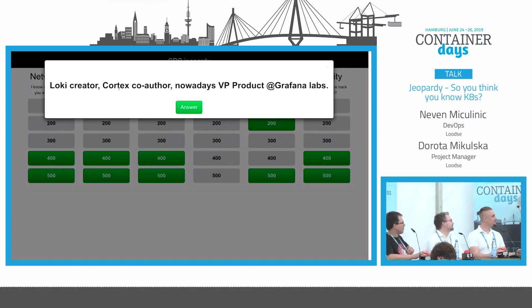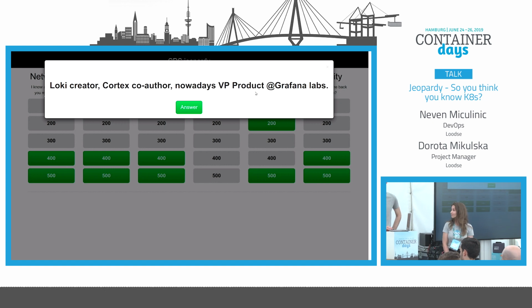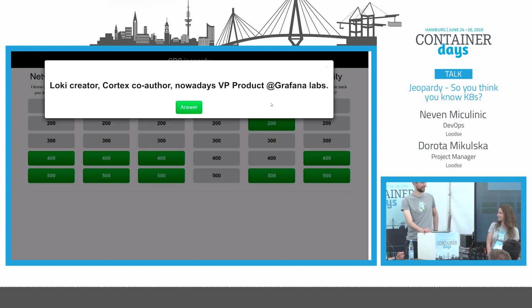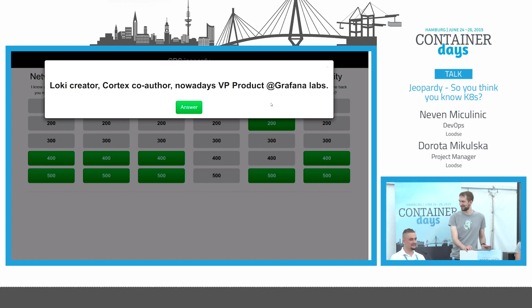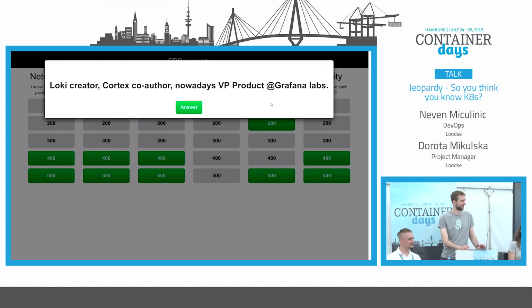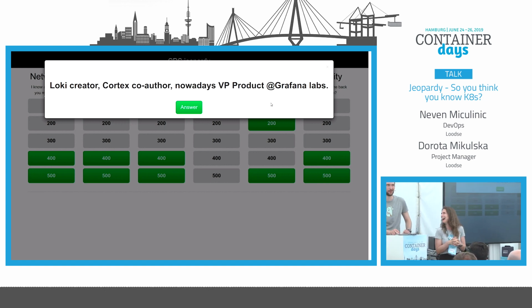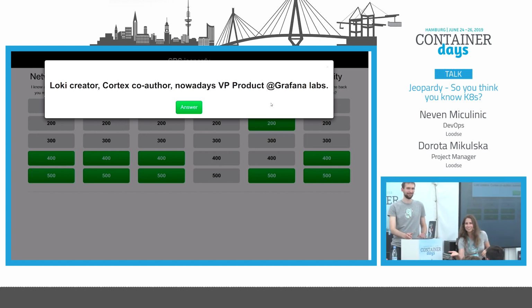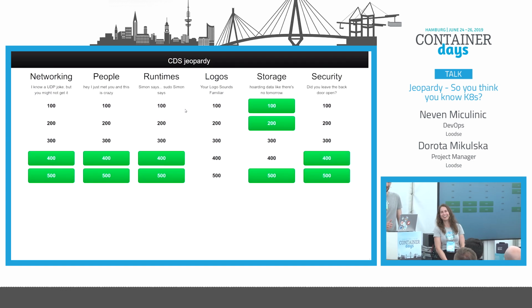All right. Loki creator, Cortex co-author, nowadays VP product at Grafana Labs. I saw a talk of him at KubeCon. Do we give the first letter of the name? I think it's T, like, for example, Tim or Tom, right? Do we give the second letter? I think it's Tom. So what is the surname? The first letter of the surname? W. Tom W? Winston? Do you guys know? I think it's Wilkie or something. Wilkie, yeah. Correct. Sorry, no Lucy for you. Next time. You can pick the next category.